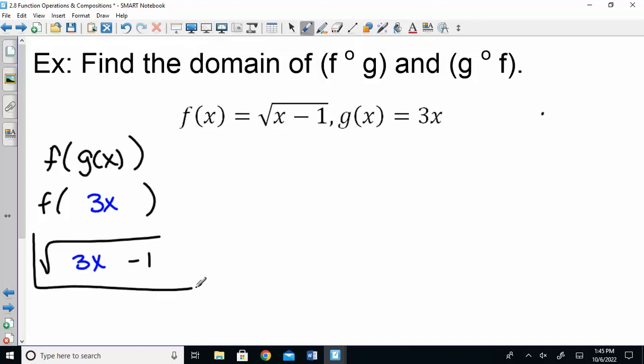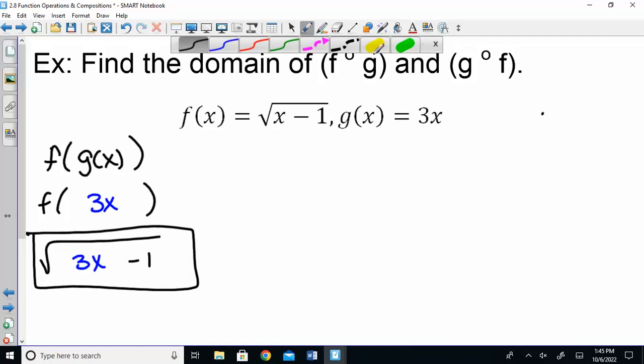So, talking about this domain, we look 2 places. When I look here, this original inside function, does the 3x cause any problems? No, it did not have a fraction, it did not have a square root. So as of right now, my domain could be anything. Then I have to look at the final answer.